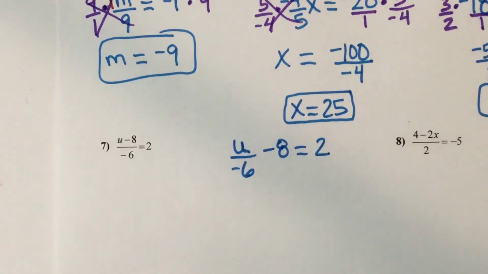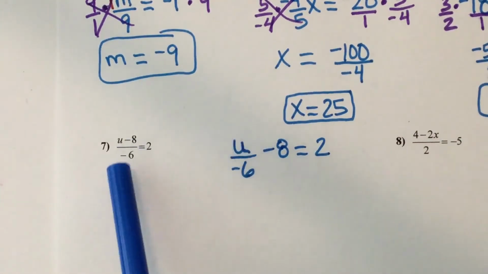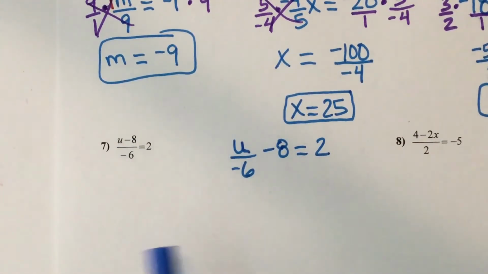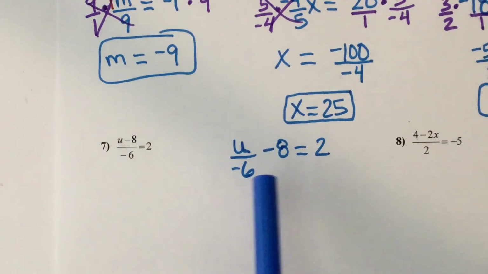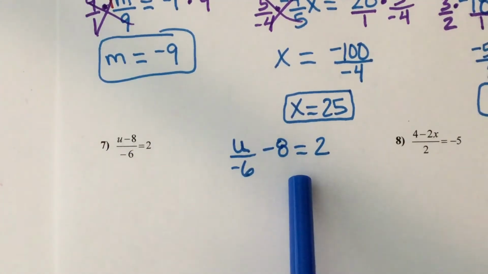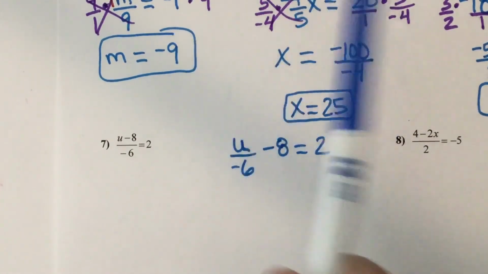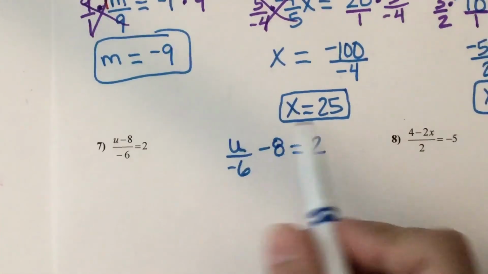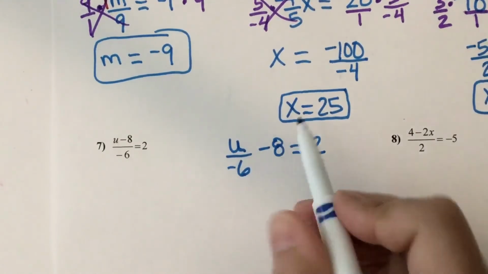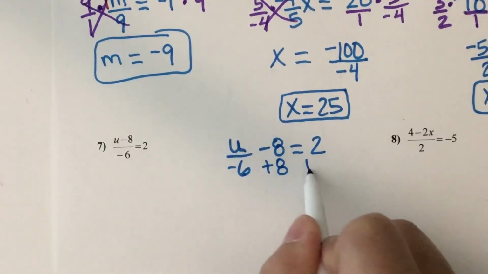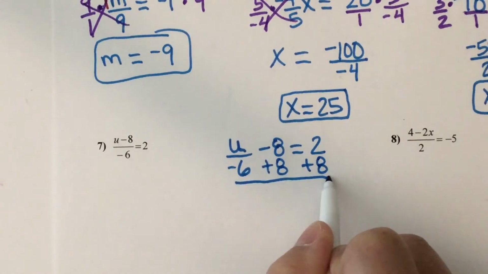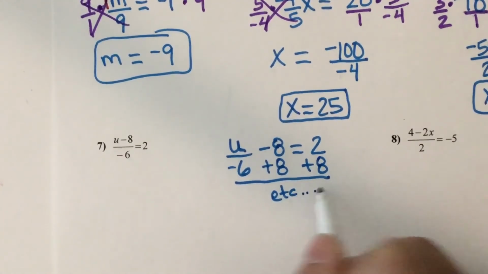So you can see that this problem looks different than this problem. Okay, they're very similar looking. Now this problem is just like all of these up here that I did. If this was my problem, then I would save what's divided by the variable for last, and I would add 8 to both sides first. And I'm just going to write etc.